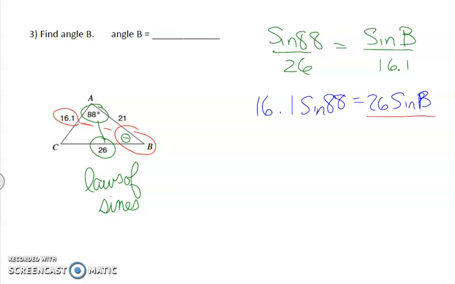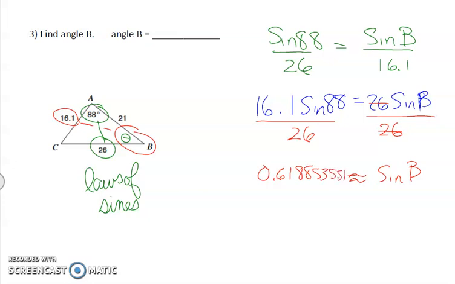And then this time, instead of dividing by the sine, we're actually going to be dividing by 26 so that we can get the sine by itself. So in doing this problem, I would recommend finding that decimal number for the left side, the 16.1 times the sine of 88 degrees, divided by 26. So the answer here is about 0.6188535551.